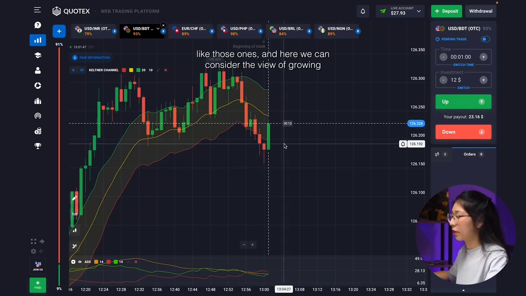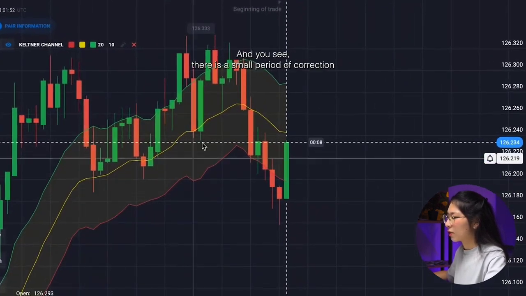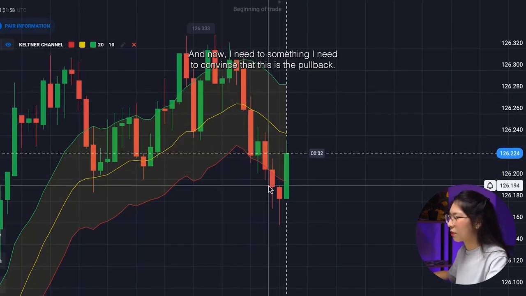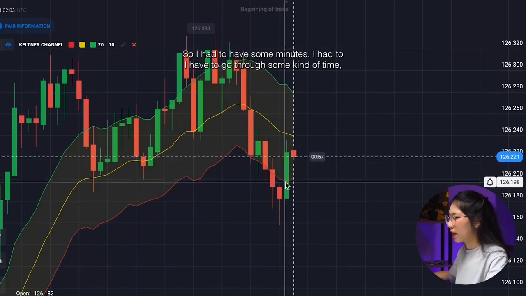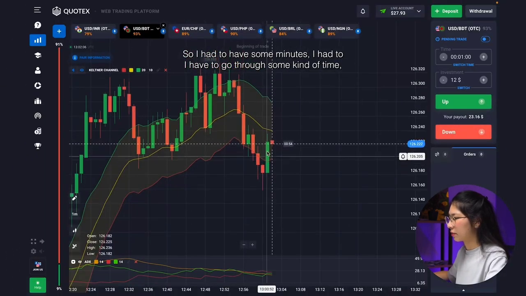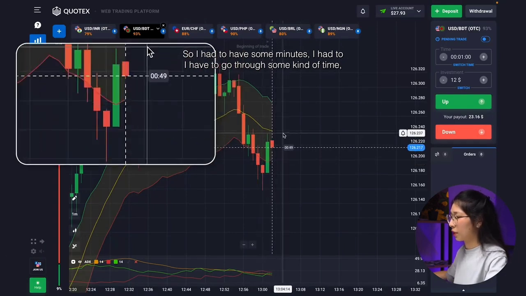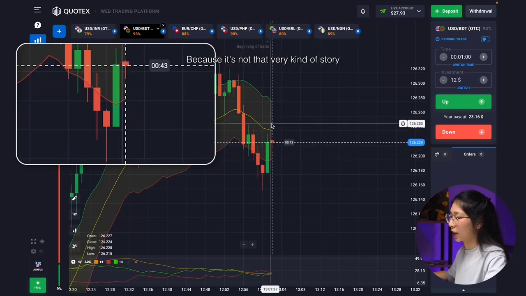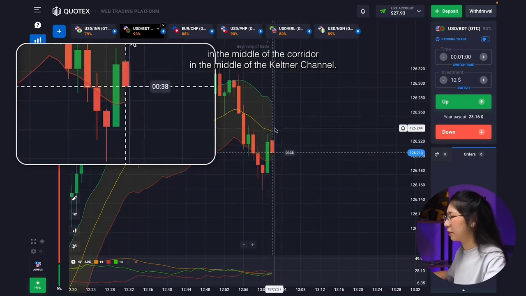And here we can consider the view of growing quotations. You see there's a small period of correction that I think we are missing, and now I need to confirm this is a pullback. So, okay, I had to wait some minutes. I have to go through some time so I can be really confident about making the next move, because it's not the kind of story where I can be sure the quotations are going higher, in the middle of the corridor, in the middle of the golden channel.